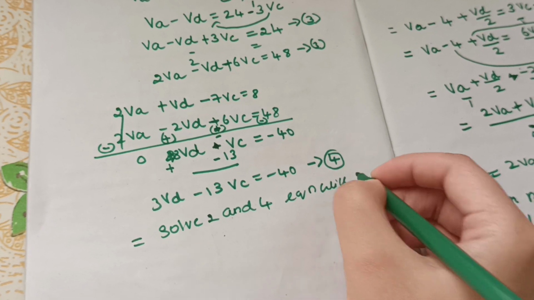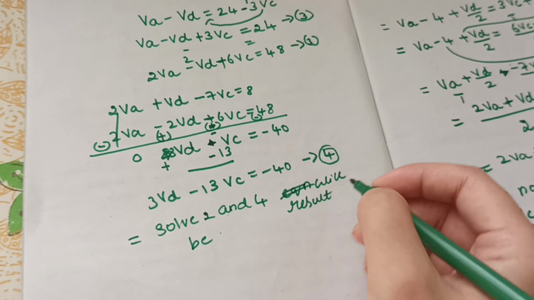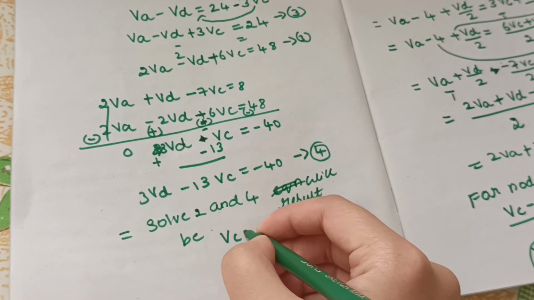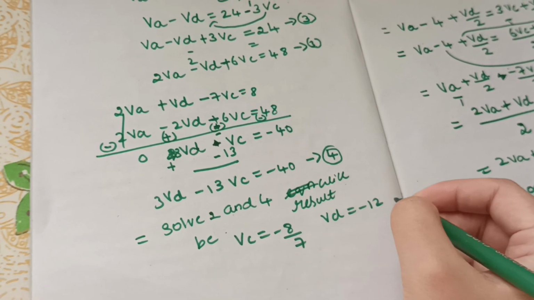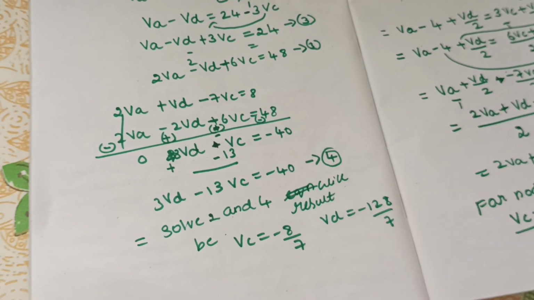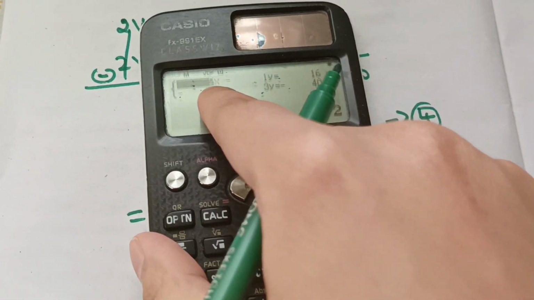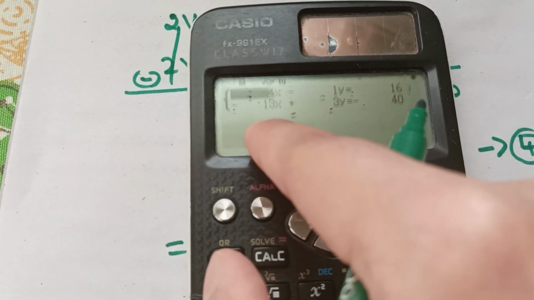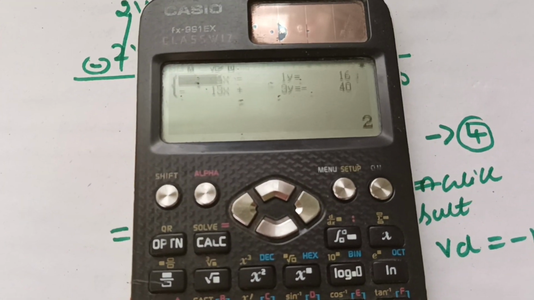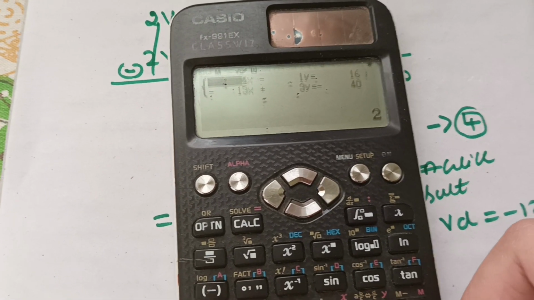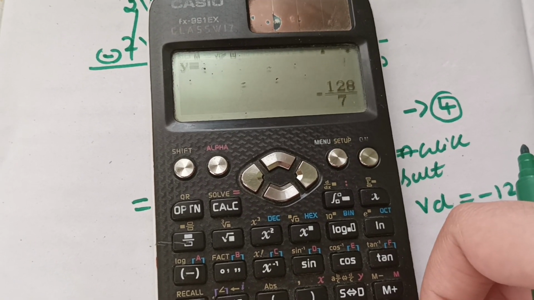the resultant will be, sorry, the result will be VC is equal to minus 8 by 7, VD is equal to minus 128 by 7. This one you can solve in a calculator. I have already done it for practice. See here, you can take this: 2, minus 1 is 16, minus 13x minus 3y equal to minus 40. If you take this in the calculator, you get the resultant: x is minus 8 by 7, y is minus 128 by 7.